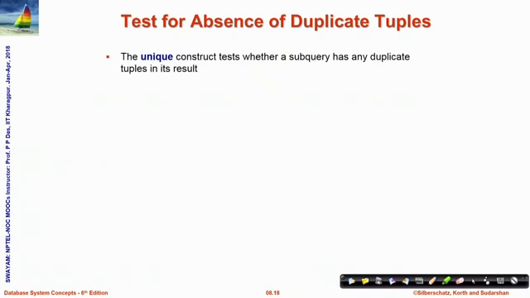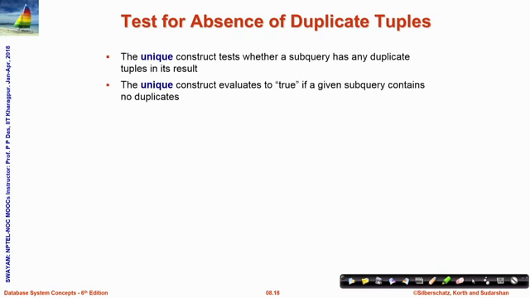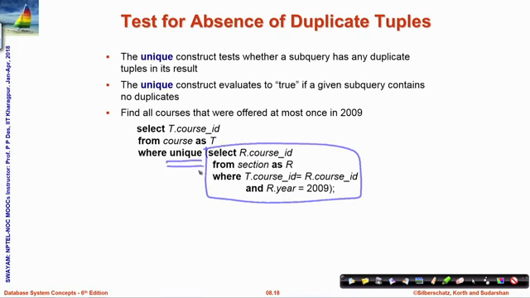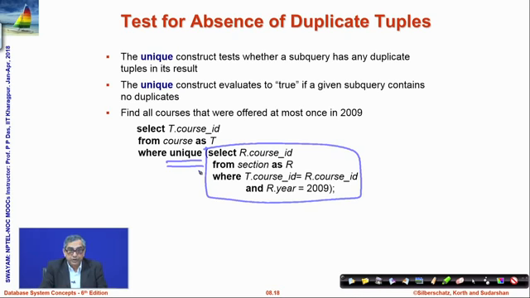We can check for uniqueness, that is, test for absence of duplicate tuples, by using the unique keyword. You can see here that here is a nested query, and we are using unique to find out all courses that were offered at most once in 2009. So, if a course was offered more than once, then naturally multiple records will feature, and the unique will fail. Unique will be true only if there is only one entry, which shows that it is offered at most once in that semester.